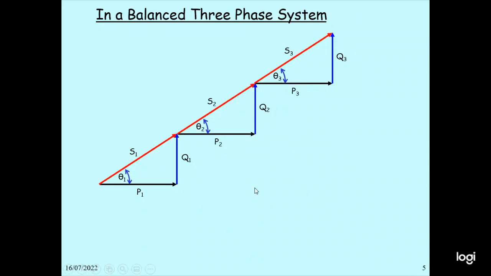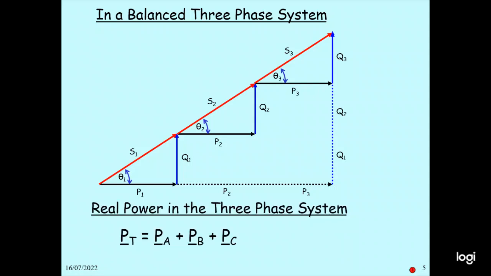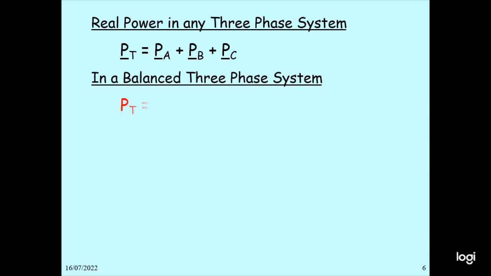Similarly, in a balanced three-phase system, all the power triangles are the same. In this case, P total is equal to P1 plus P2 plus P3, and Q total is Q1 plus Q2 plus Q3. So the real power in any three-phase system is P total equal to Pa plus Pb plus Pc. In a balanced three-phase system, P total equal to 3 Pp, in this case 3 multiplied by Vp Ip cos theta.